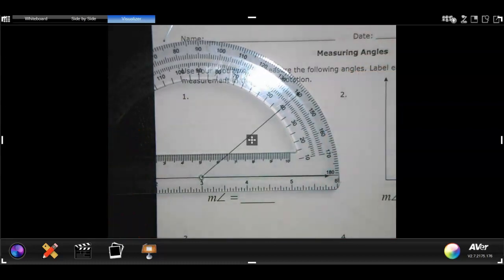Okay, so my lines line up, and I see two numbers. On the inside, I see a 40. On the outside, I see a 140. Well, which one is it?